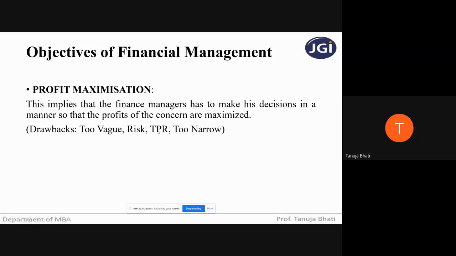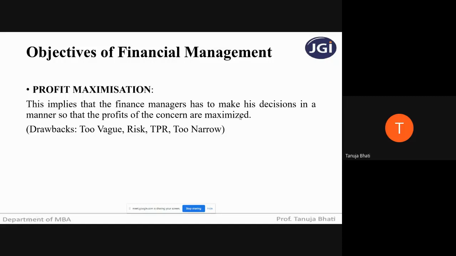Next is, profit maximization as an objective does not take into account the time pattern of returns. TPR is time pattern of returns. Suppose, for example, proposal A may give a higher amount of profit as compared to proposal B. Yet, if the returns of proposal A begin to flow after, suppose, 10 years, proposal B may be preferred, which may be lower overall, but the returns flow is more quick and easier.